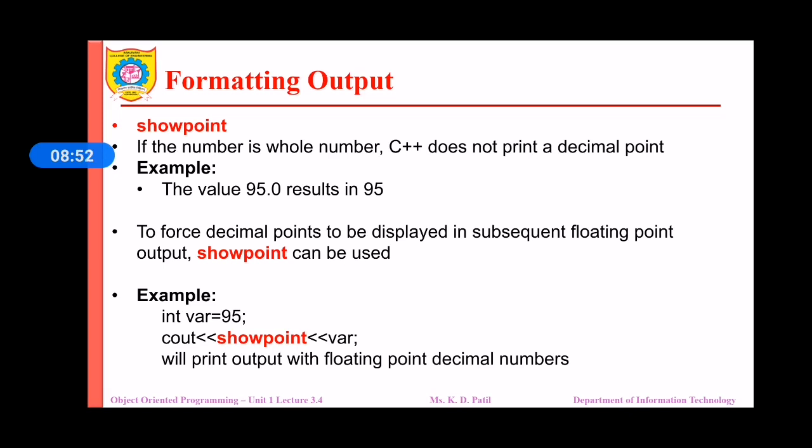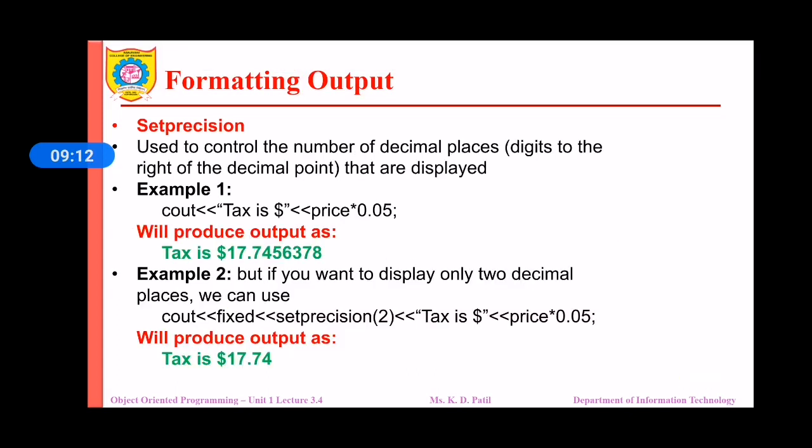For example, if I have a variable with a constant 95, then what will showpoint do? If I want to print that, showpoint will force the floating point number to be displayed as 95.0. Let us move towards the next manipulator, that is the setprecision manipulator.